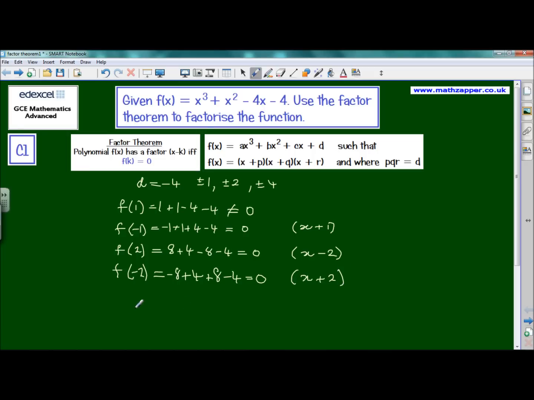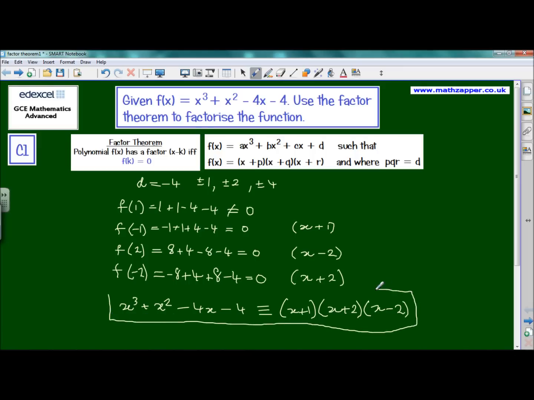So what we have is x cubed plus x squared minus 4x minus 4 is identical to x plus 1, multiplied by x plus 2, multiplied by x minus 2. And this can be expanded. You can expand the brackets to check. But you've solved the factors by using the factor theorem on this problem.